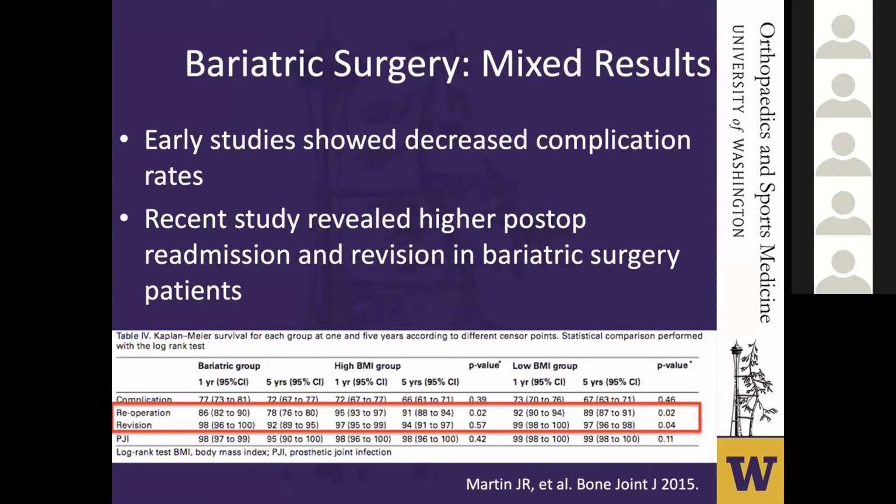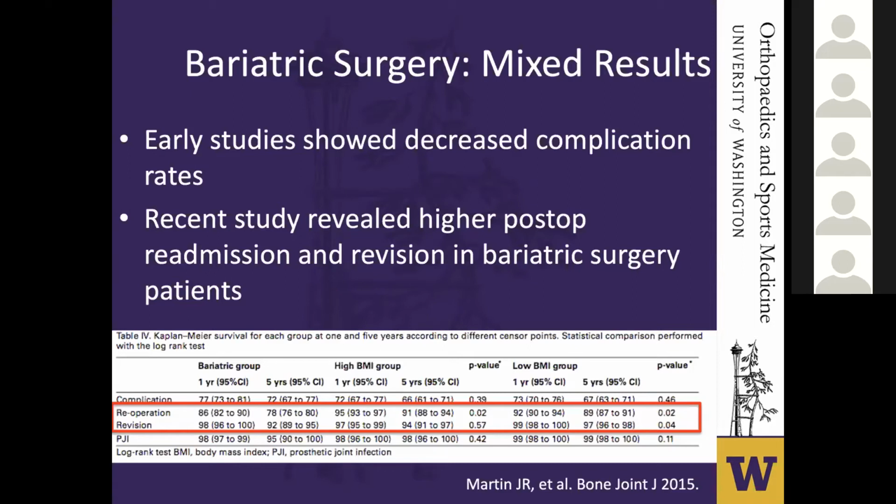Bariatric surgery has been extensively studied in the joint literature because it was initially thought to be an excellent solution for obesity and total joint arthroplasty patients. Early studies showed a decreased complication rate, but more recent studies, with the table included below, have shown a higher post-op readmission and revision rate in bariatric surgery patients.